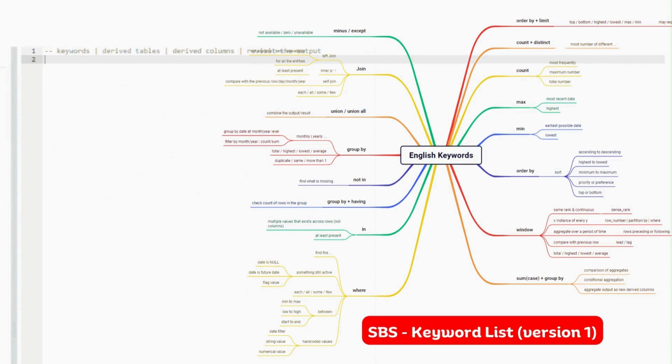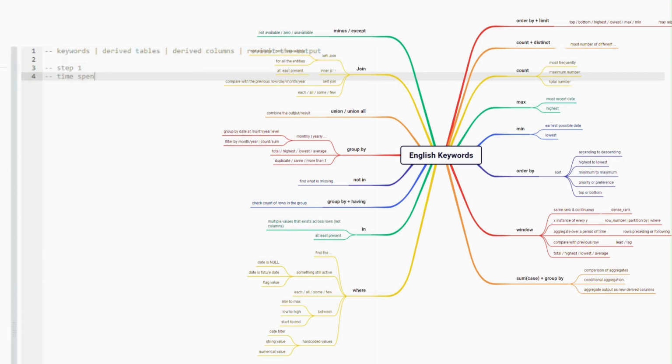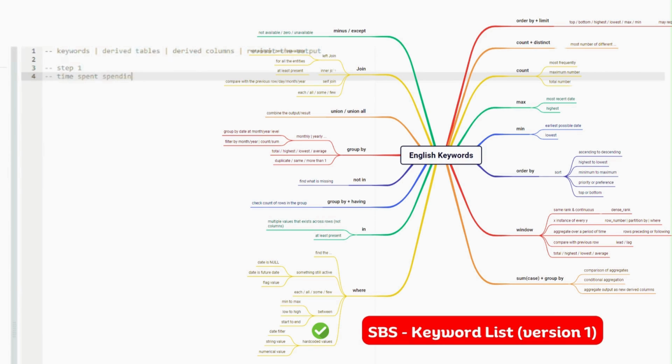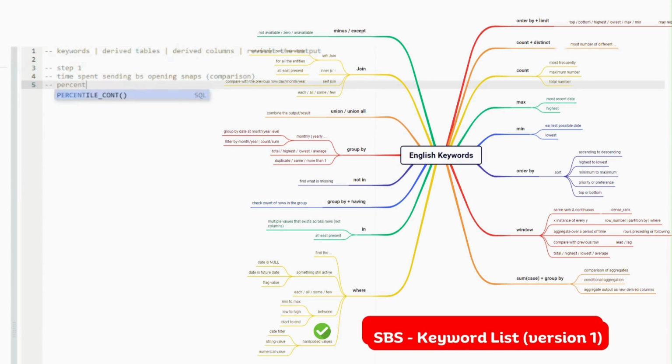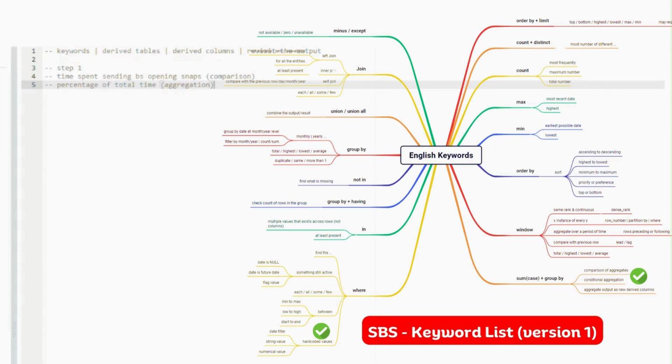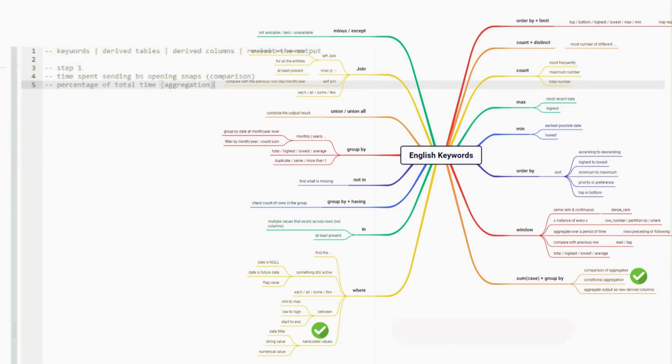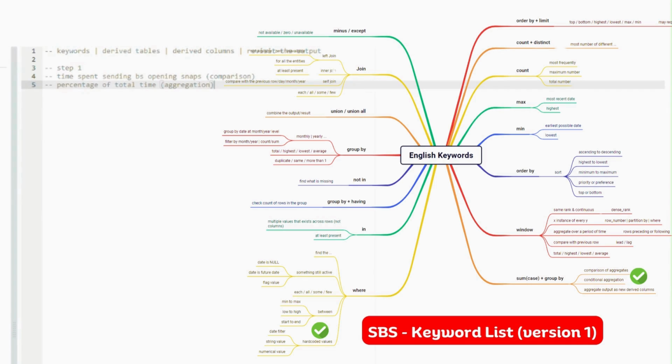Okay, so let's go through the first step, which is identifying the keywords. If I read here, the question is time spent sending versus opening snaps. So obviously there is some comparison happening here. Then I read that percentage of total time. This means that I have to do some aggregation, because for percentage, in the notes also they have mentioned the calculation that you have to divide by something. So some aggregation will happen here. I'm sure percentage includes aggregation.